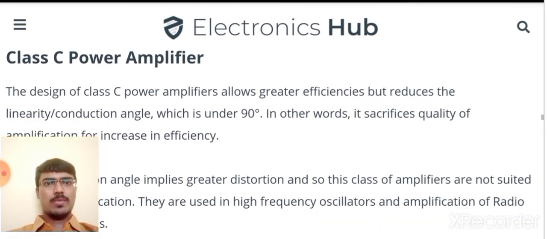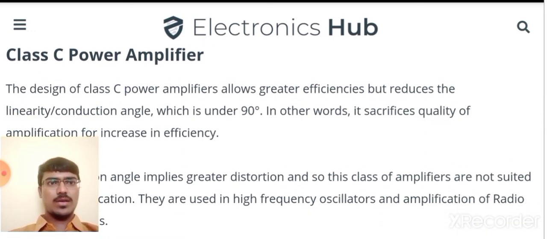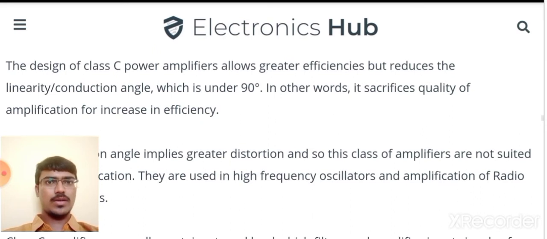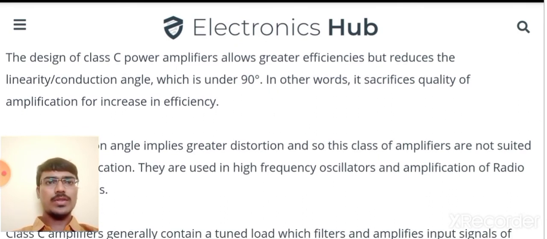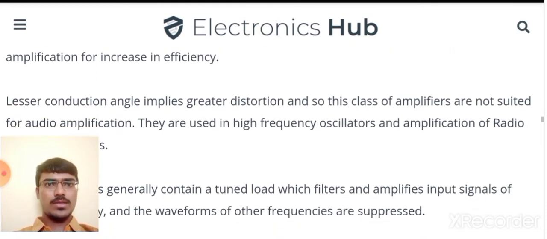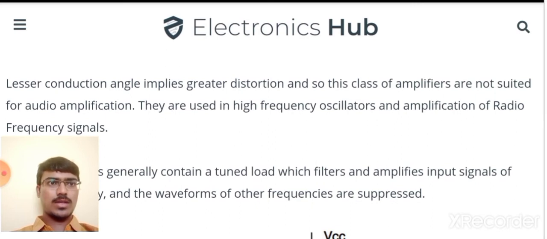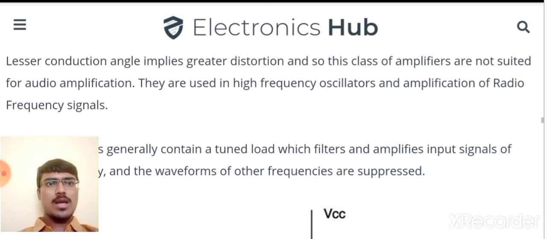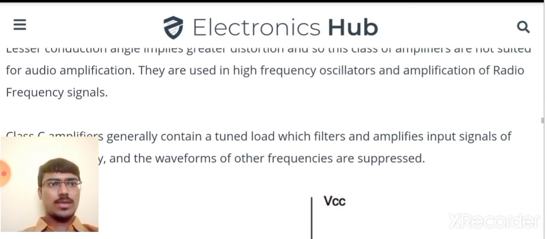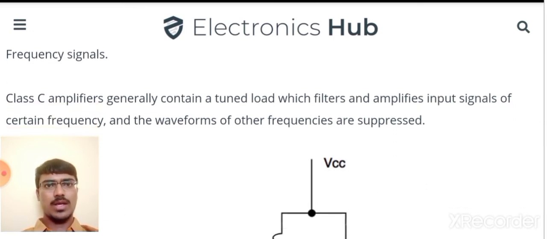Class C power amplifier. The design of class C power amplifiers allows greater efficiency but reduces the linearity. The conduction angle is under 90 degrees. In other words, it sacrifices the quality of amplification for an increase in efficiency. A lesser conduction angle implies greater distortion, and so this class of amplifiers is not suited for audio amplification. They are used in high frequency oscillators and amplification of radio frequency signals.